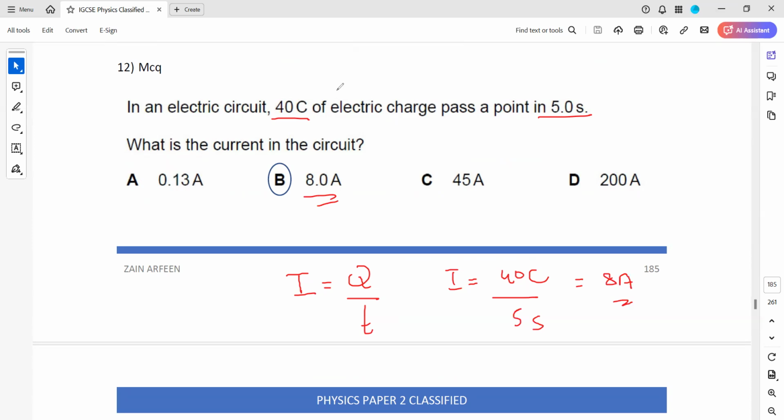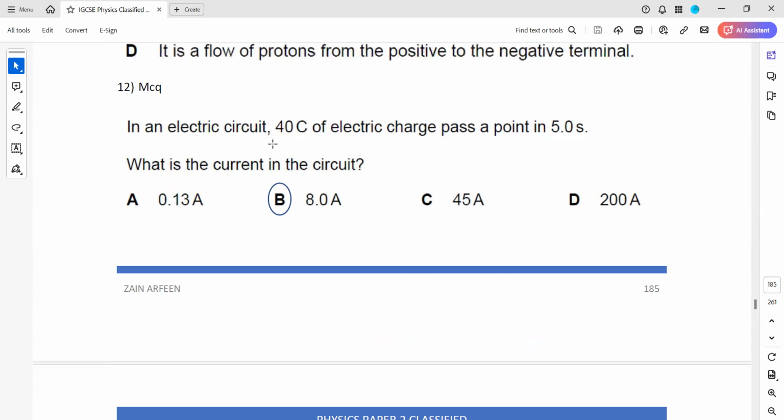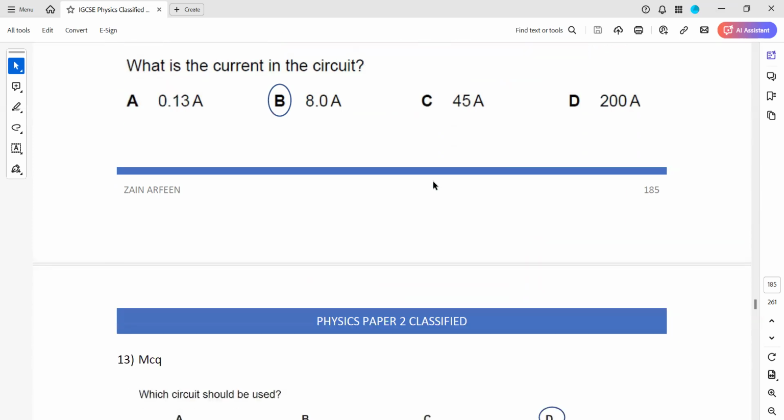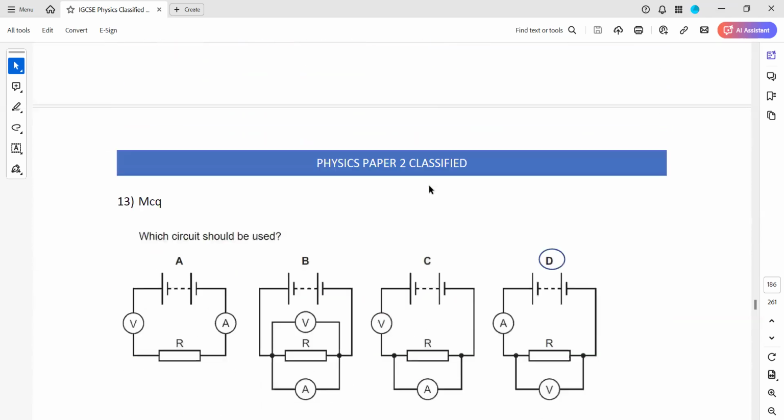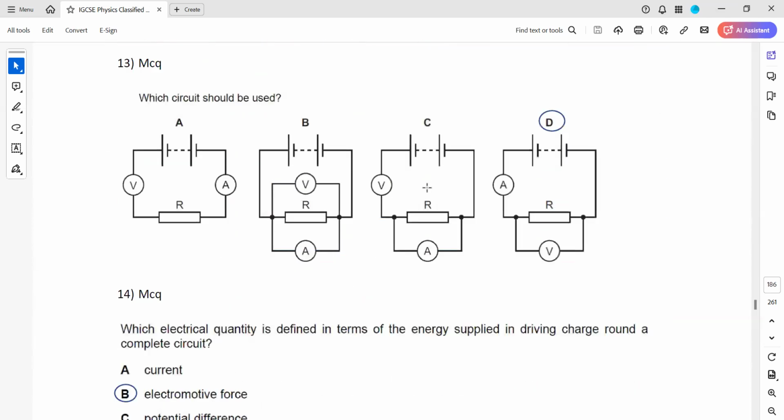For electricity, the most important thing for circuit questions is the formulas. You have to learn the formulas for current, voltage, electric power, energy, and resistors connected in series and in parallel.